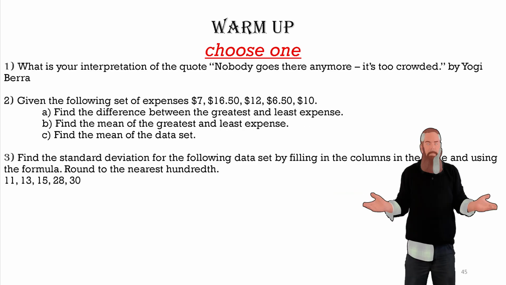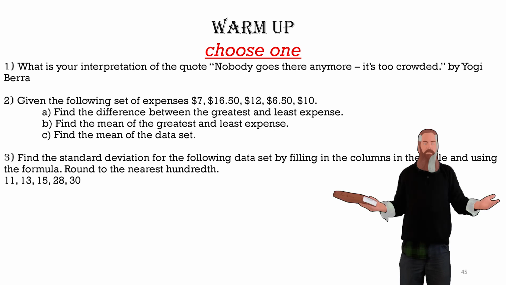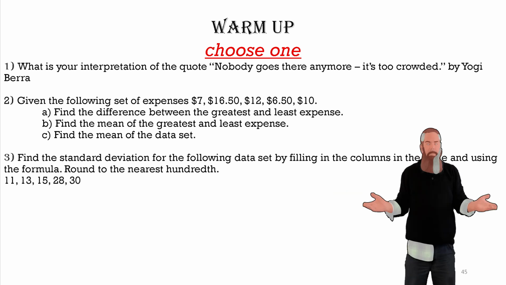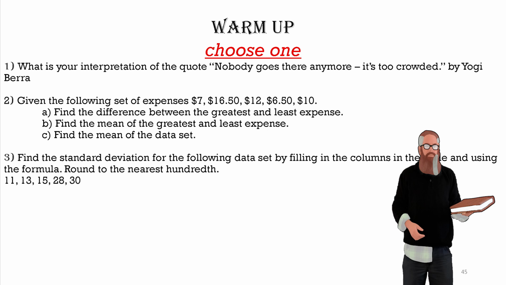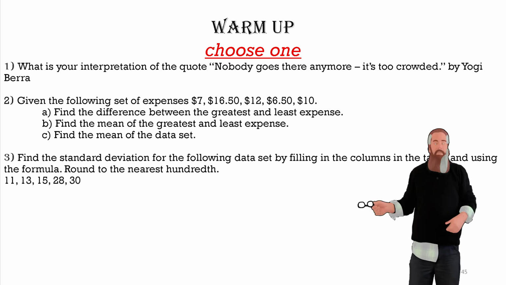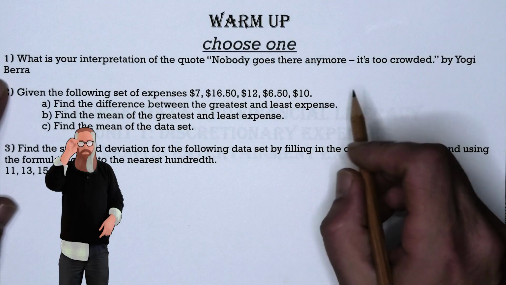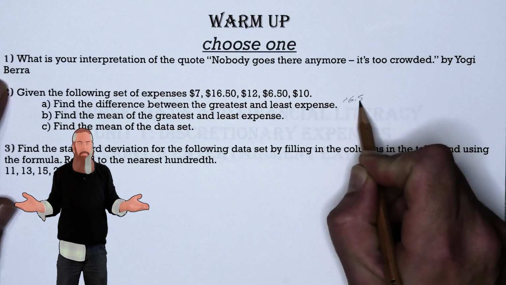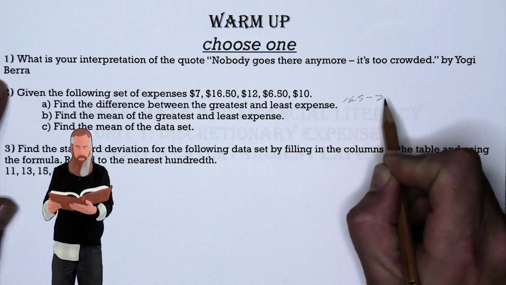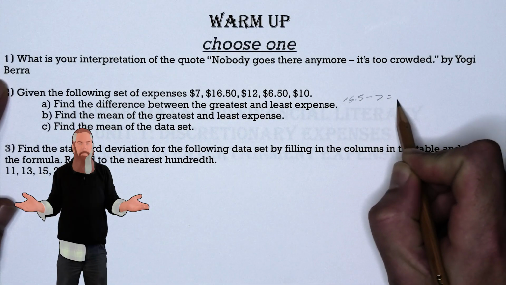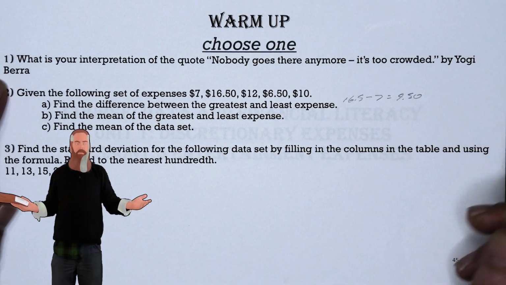Let's make sure we're ready for this lesson by taking a look at warm-up number 2. Given the following set of expenses, $7, $16.50, $12, $6.50, and $10, find the difference between the greatest and least expense. Well, the greatest expense is $16.50, and the least is $7. So just by subtracting, we get $9.50.